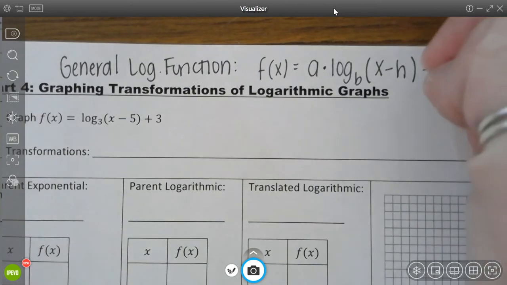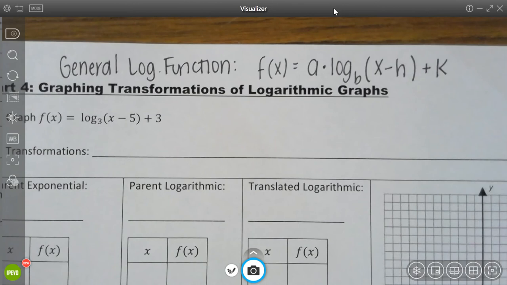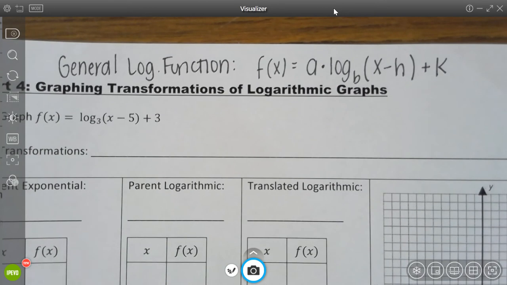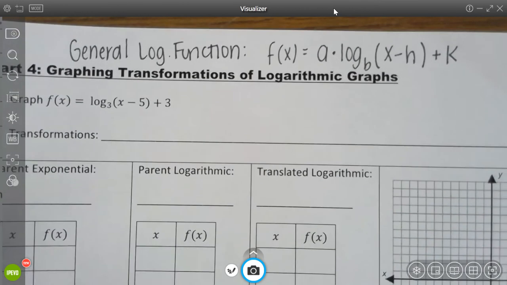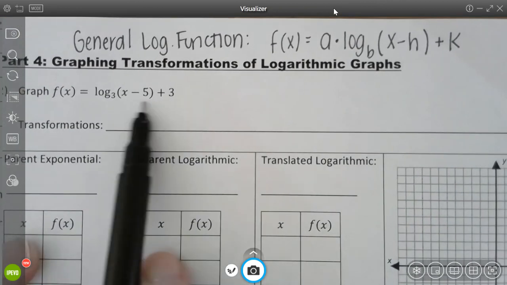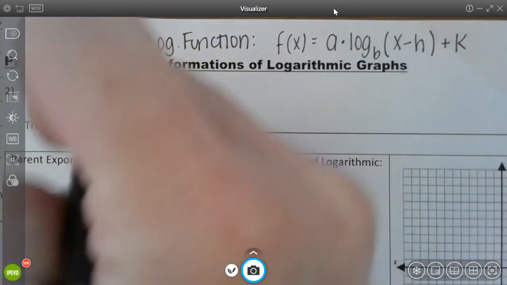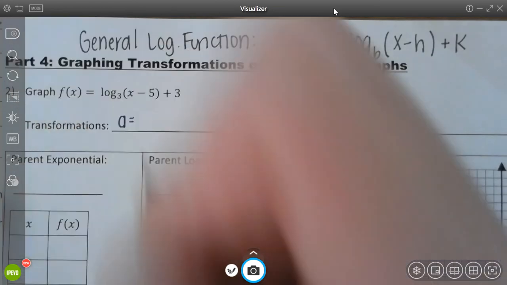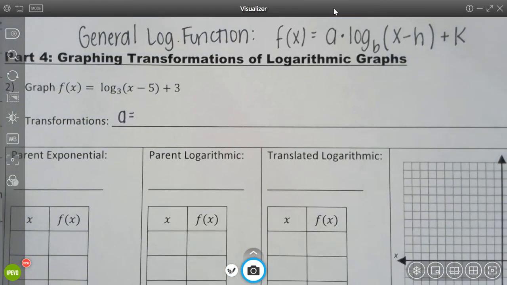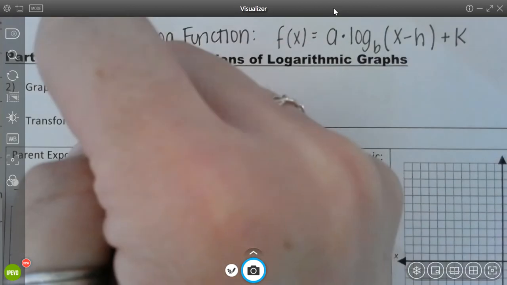And then our k value could either be added or subtracted at the end, depending on what the sign of it is. So a times log base b of x minus h, and then plus k. And the A, H, and K still do the same things: stretches and shrinks, reflections, left, right, up, down. So let's talk about this particular example. What's our A value here for this first example? Yep, 1. What does that tell us about a stretch or a shrink?